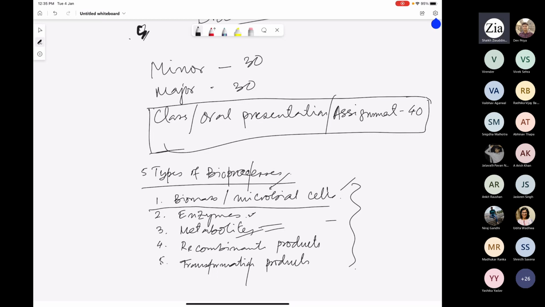So when we discuss this metabolite, we will discuss in detail the kind of system you require to produce this. And when you use recombinant... yes, please go ahead.